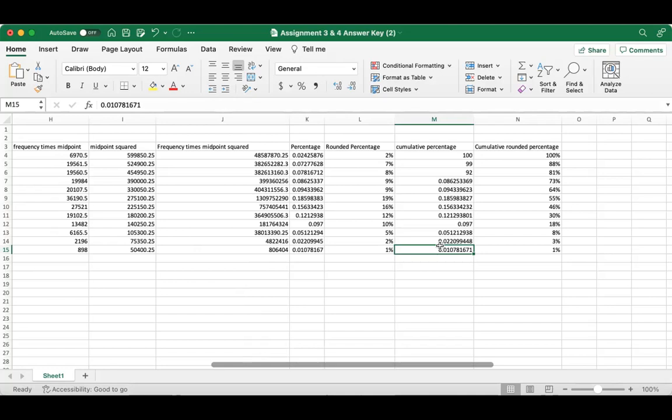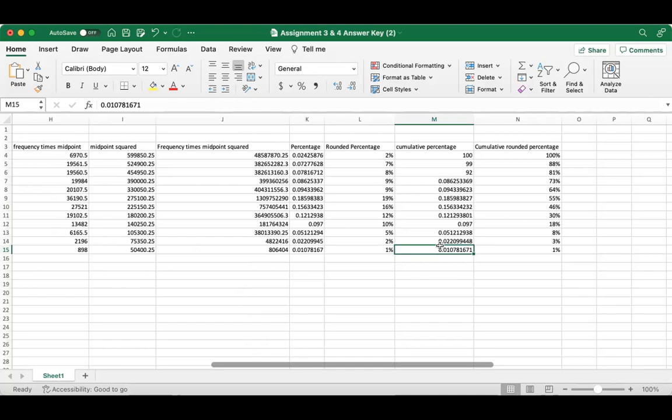No, that's not right. Oh, okay, so K13 plus K12, and then this would be equal to M12 plus K10. Okay, now that makes sense. No, that's not right. No, that's not right.